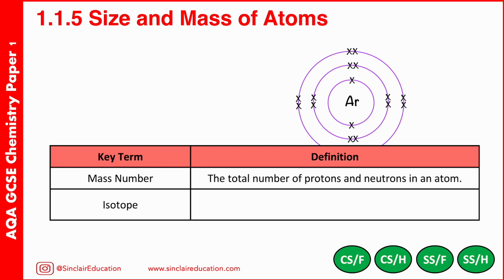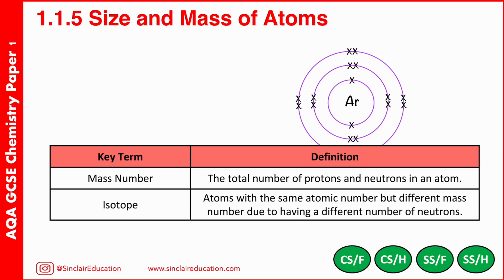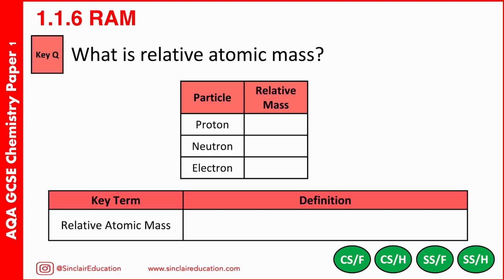Now that leads us on to mass number. This is our total number of protons and neutrons in an atom. And what we can find is that sometimes atoms have got a mass number that's not a whole number, and it's down to isotopes. Again, very common thing to be asked to define, but isotopes have got the same atomic number, so they're elements of the same atom with the same number of protons, but a different number of neutrons.